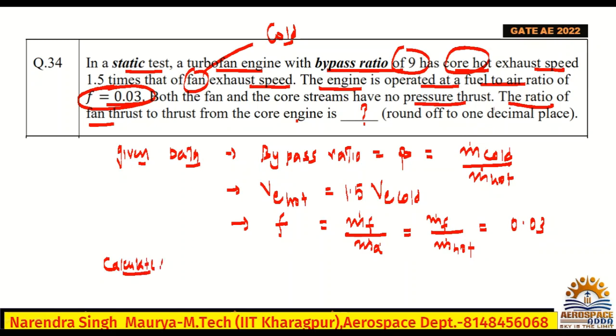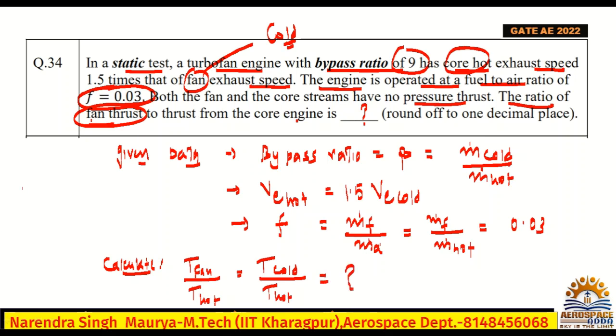Now what we need to calculate: the ratio of fan thrust. What is the fan? I told you it is the cold air. So fan thrust, you can write T fan, or thrust for the cold air, no problem, divided by thrust from the core engine. Core means there you have hot air. So you can write directly T hot, thrust due to hot air, and thrust due to cold air. That ratio you need to calculate. So T fan also you can write as cold thrust divided by hot thrust. That's the meaning of it. This value you need to calculate.